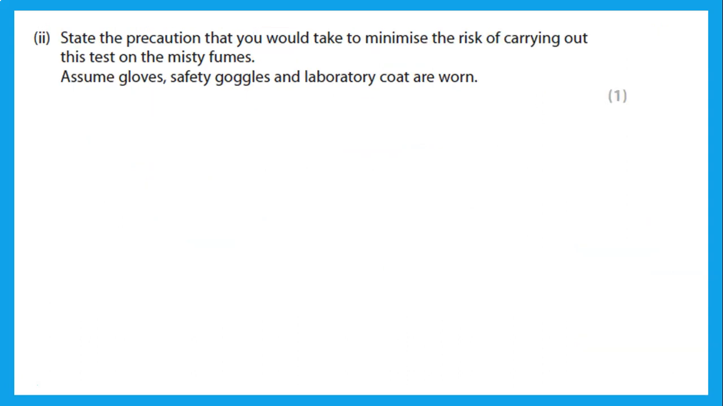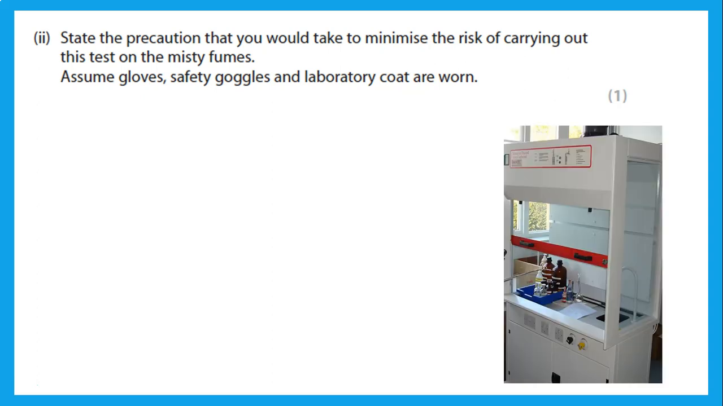State the precaution that you would take to minimize the risk of carrying out this test on the misty fumes. Assume gloves, safety goggles, and laboratory coat are worn. So don't mention any of these. If I'm working with an experiment that is giving out fumes or gases, what is the precaution? You have to tell him, do the experiment in a fume cupboard. Any experiment involving gases must be done in a fume cupboard.